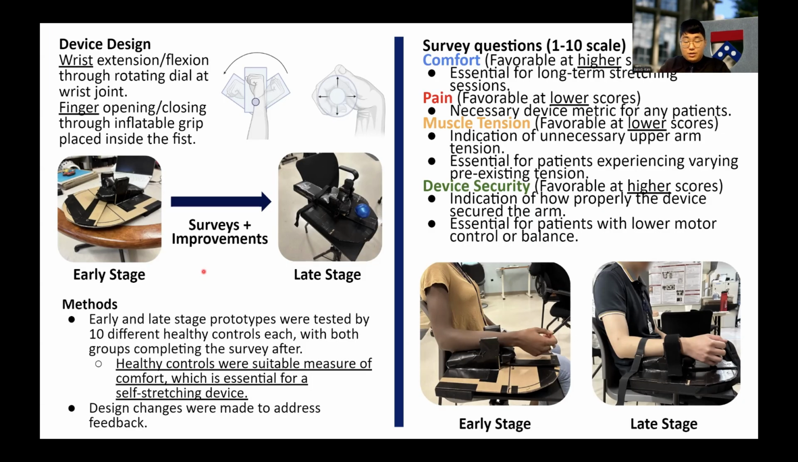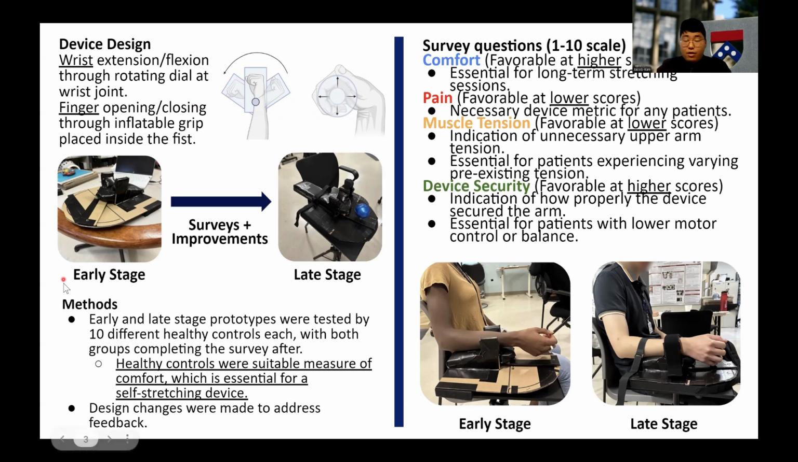The device design relied on two fundamental mechanisms: a rotating dial for the wrist extension and flexion, and an inflatable grip for the opening and closing of the fingers. The primary purpose of our study was to develop both early stage and late stage prototypes and ask survey questions to ensure that overall device comfort and usability would improve.